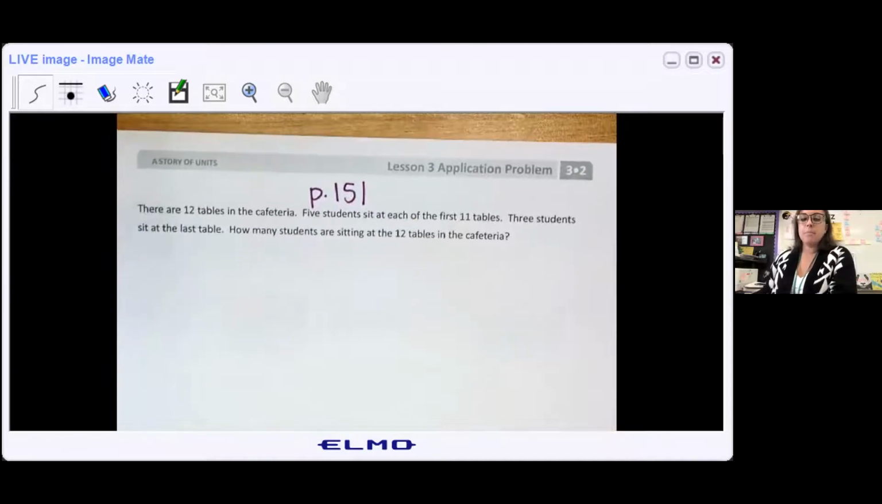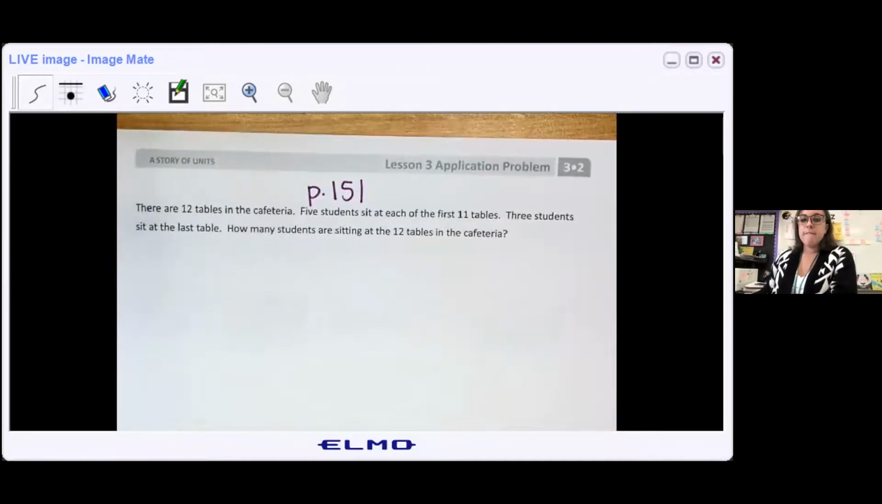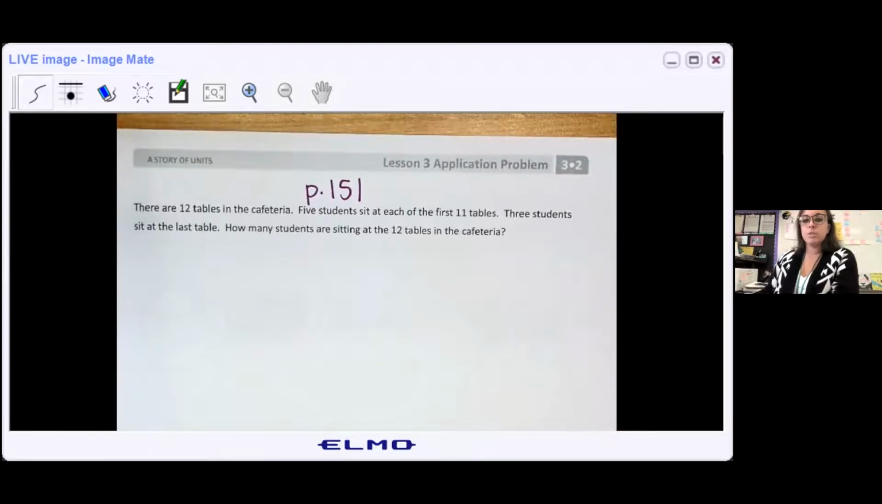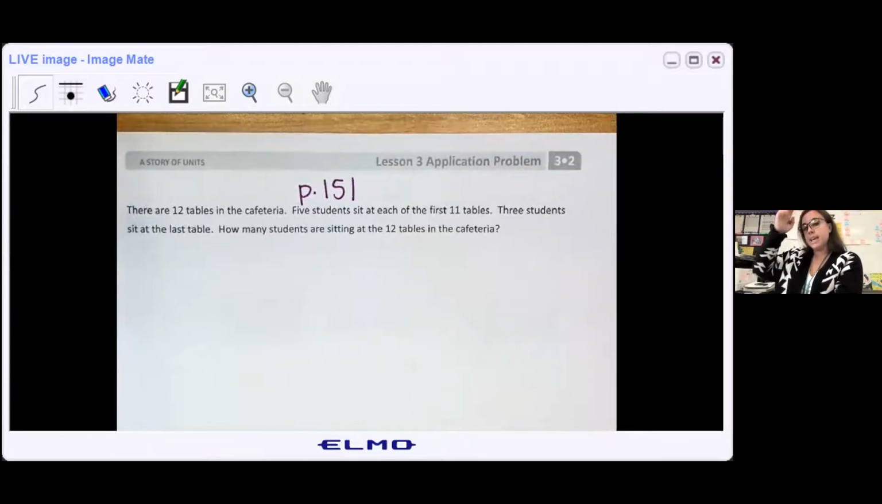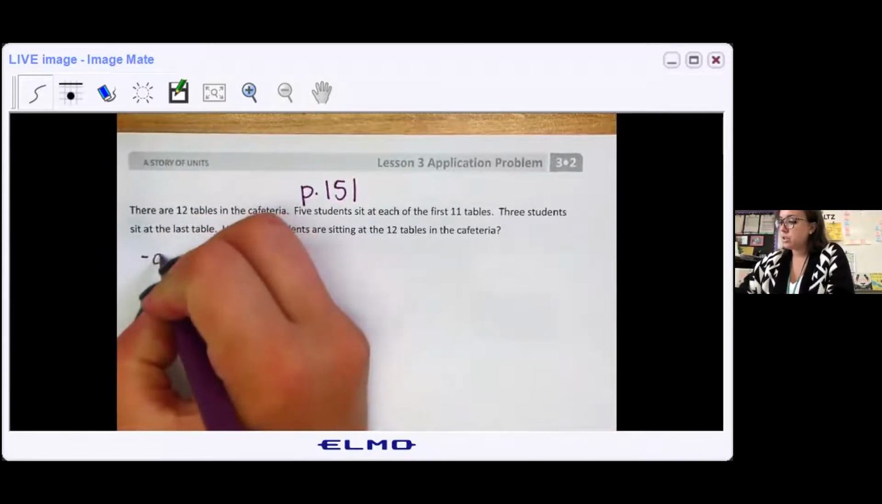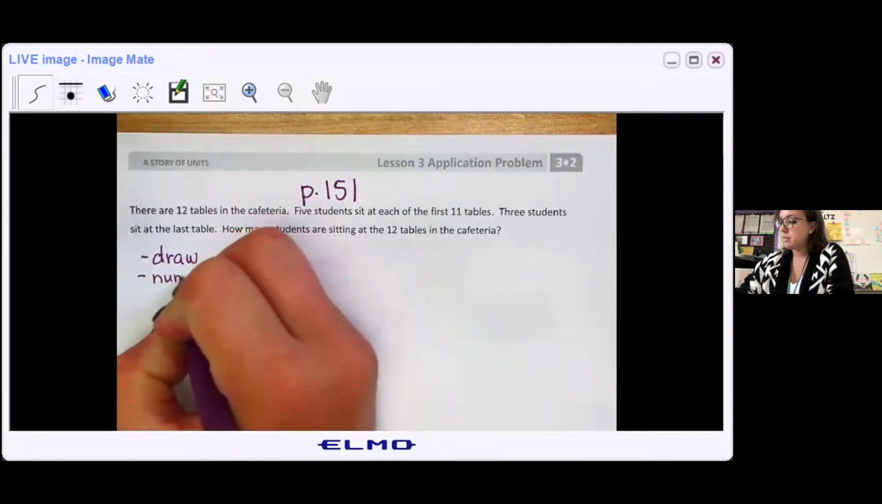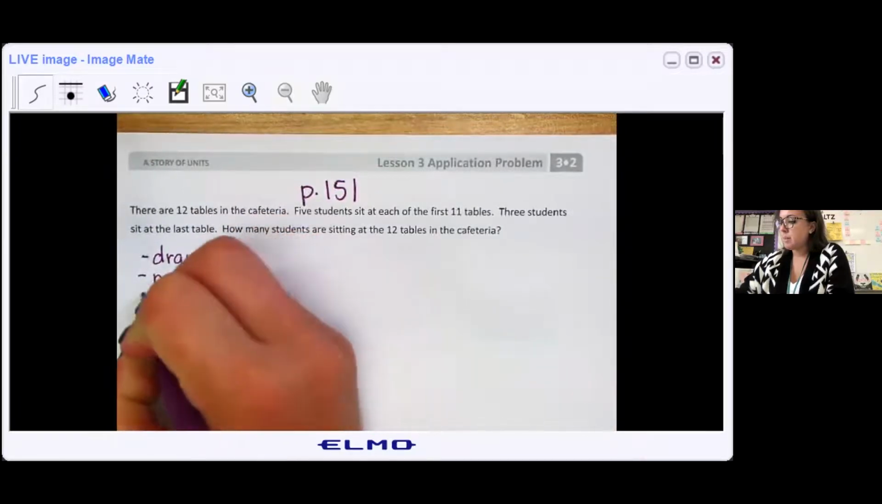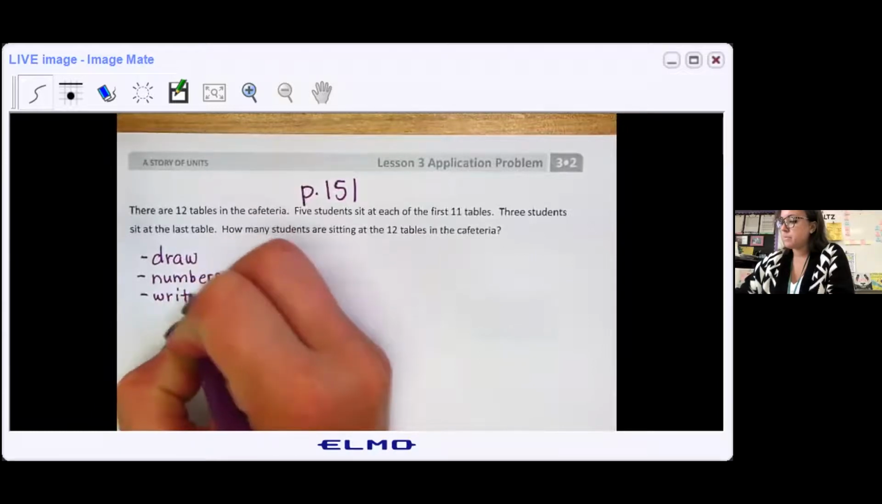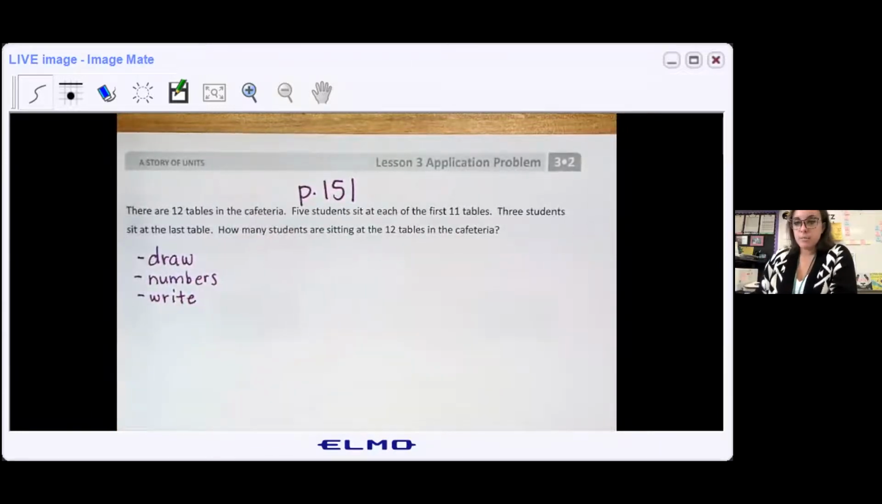There are 12 tables in the cafeteria. 5 students sit at each of the first 11 tables, and 3 students sit at the last table. How many students are sitting at the 12 tables in the cafeteria? What I need you to do is you're going to draw, include some numbers, and then you should write at the bottom. Go ahead, pause the video. I want you to try this one on your own.